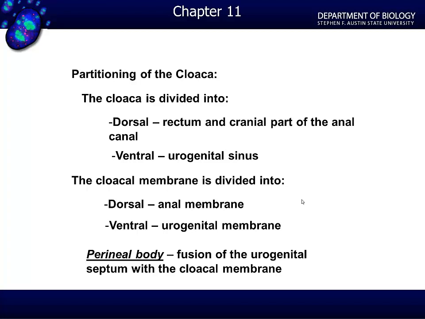And then once we fuse our urorectal septum with the cloacal membrane, now we're going to have the anal membrane, which is going to be the dorsal closure of the rectum and the anus, and the ventral portion, which is going to be the urogenital membrane that's going to cover over our urogenital sinus. Now we're going to have a solid piece of tissue between, and this is called the perineal body. And in humans, this is going to be that solid block of tissue that is going to separate our genitalia, male and female genitalia, from our anus. And that tissue on the very bottom, that is called our perineum.